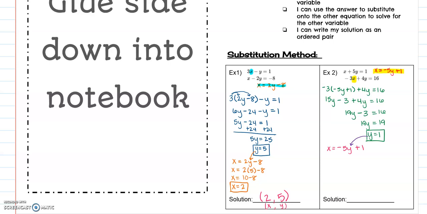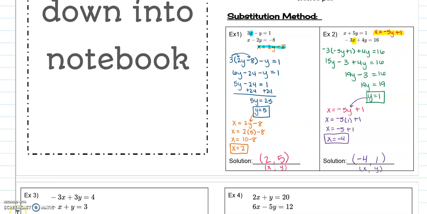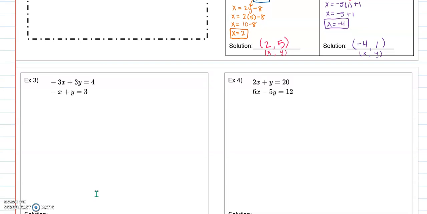Solve for x, then write your solution. Did you get x is equal to negative 4? If you did, that was correct. And then when you write your solution, negative 4 comma 1. All right, perfect. Let's move on.